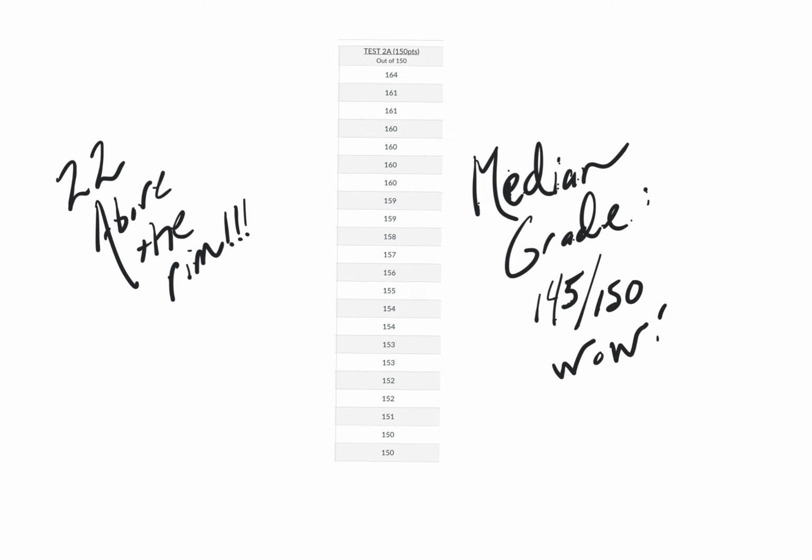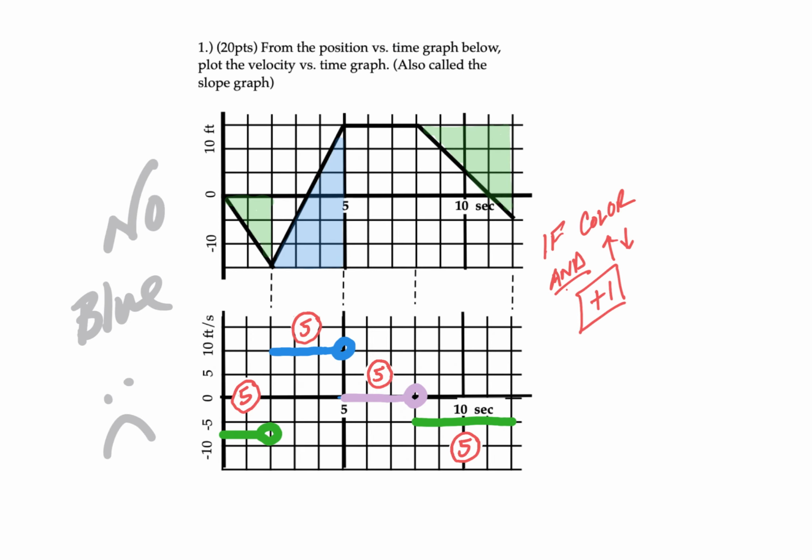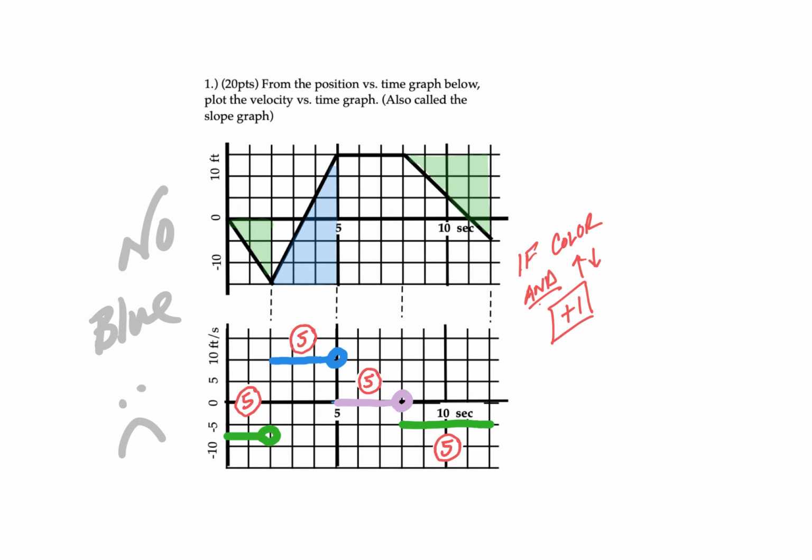Anyway, so there's the tops. If you're looking at pecking order for the top 22, there's no blue on this one. We've been doing this one for a while, and it was just slope data, which is derivatives in calculus, but this is fairly easy.